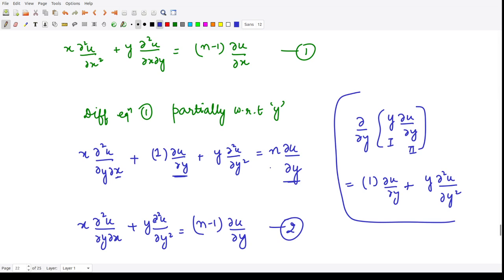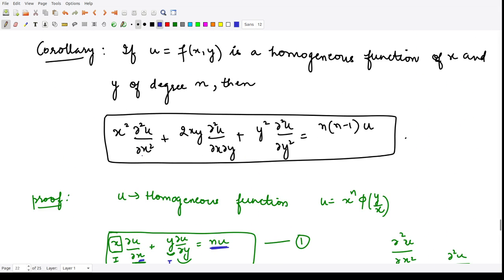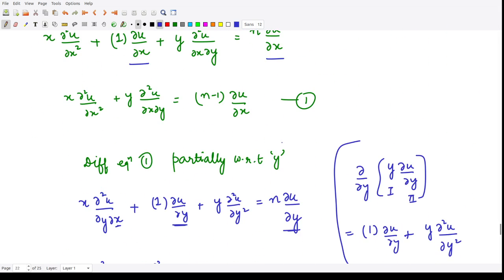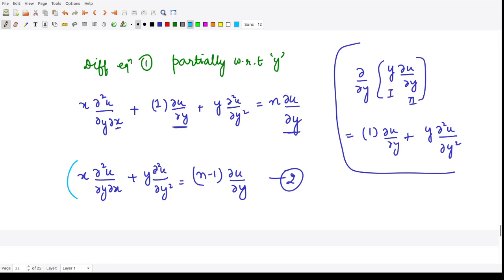Now, what do we require in the proof? The second derivative of u with respect to x should be multiplied by x square, and the second derivative of u with respect to y should be multiplied by y square. So here in equation number 1, we'll multiply the first equation by x, because we require x square into del 2u by del x2, and in the second equation we'll multiply this by y, because here we require y square into del 2u by del y2.